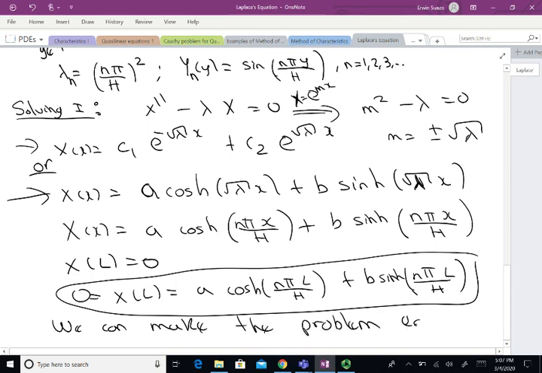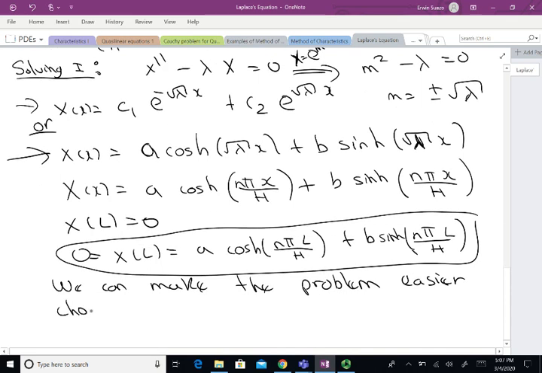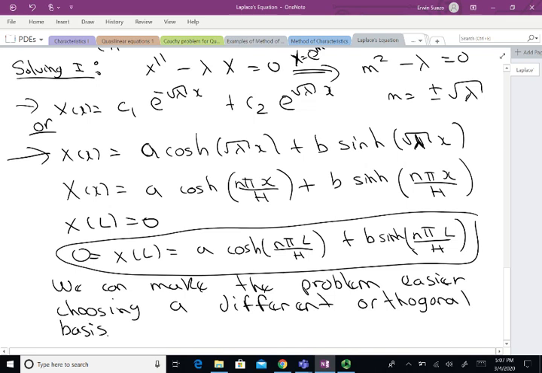And that was what I said, that tricky part. This is the tricky part: choosing a different orthogonal basis. Here my basis, and you know this because you did the homework, is cosine hyperbolic and sine hyperbolic. Here I'm going to choose something different. I'm going to choose the following.